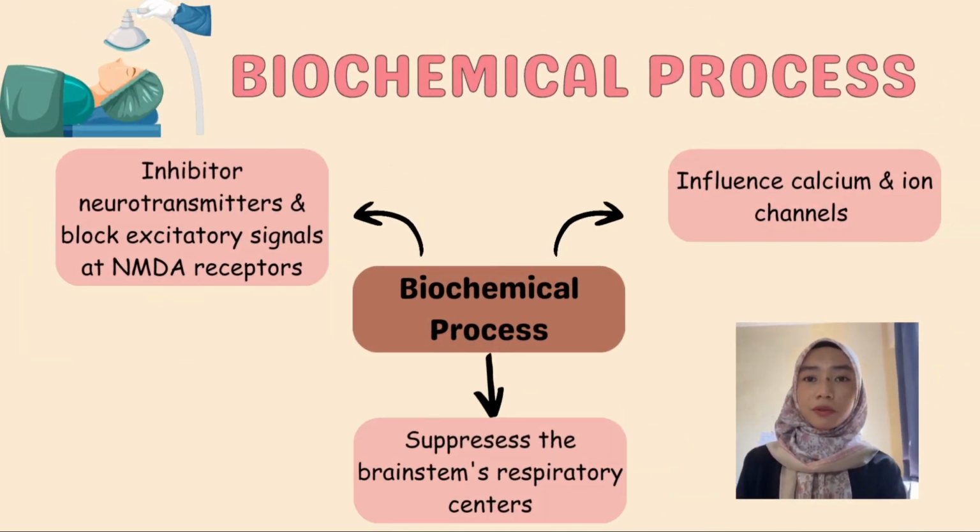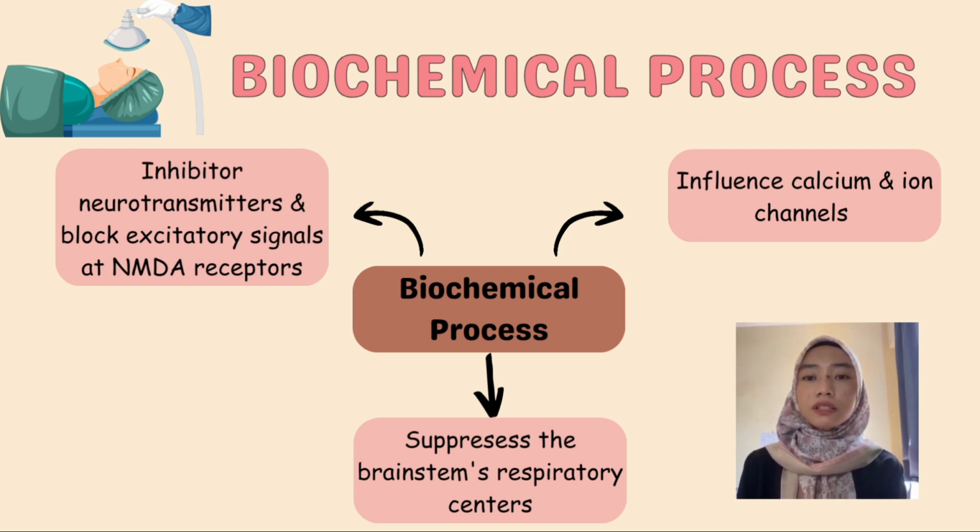Anesthesia involves biochemical processes that affect the nervous, cardiovascular, and respiratory systems. In the nervous system, general anesthetics enhance inhibitory neurotransmitters like GABA and block excitatory signals at NMDA receptors, reducing brain activity to produce unconsciousness and pain relief. Local anesthetics block sodium channels, stopping nerve signals and causing numbness.